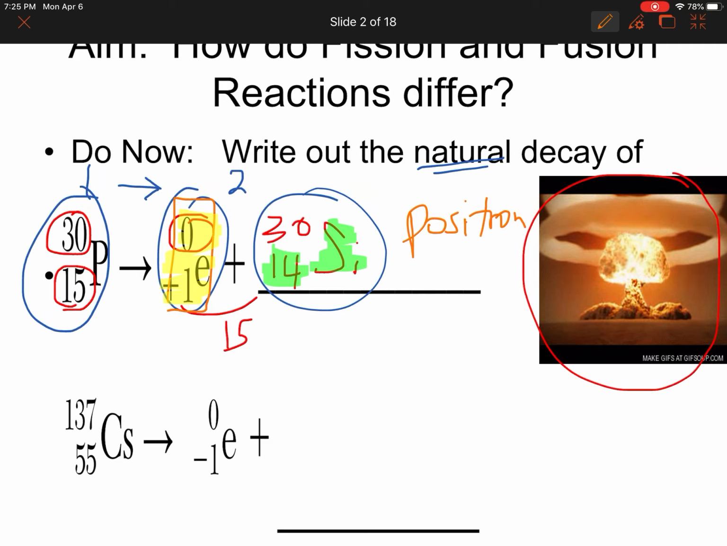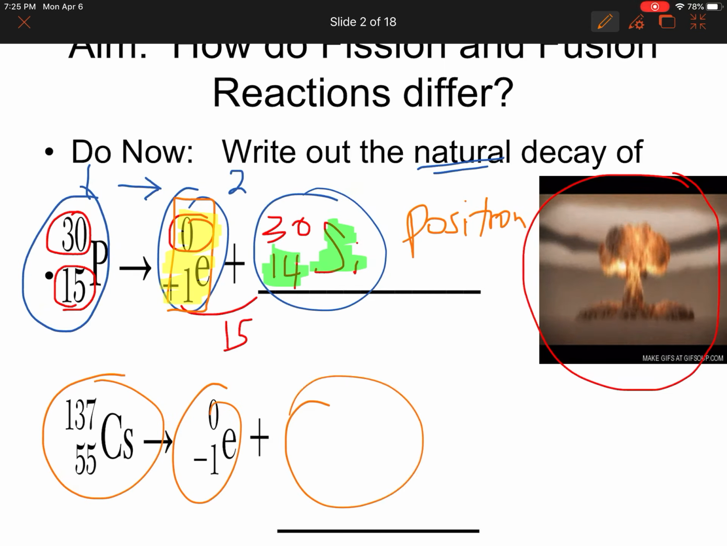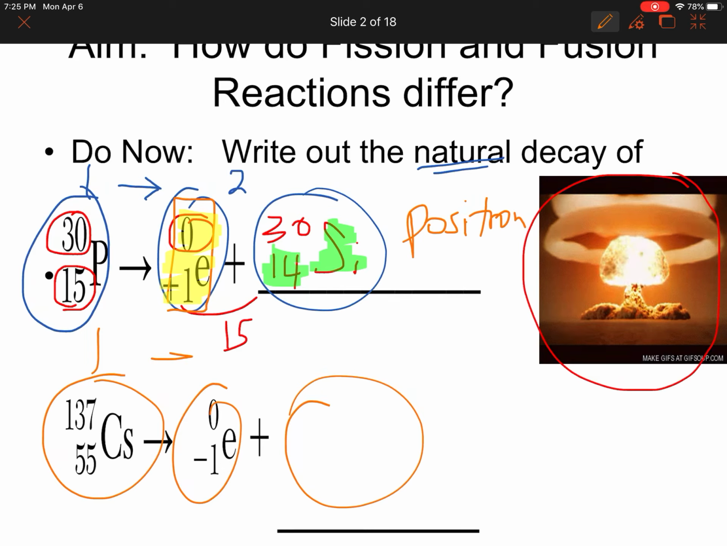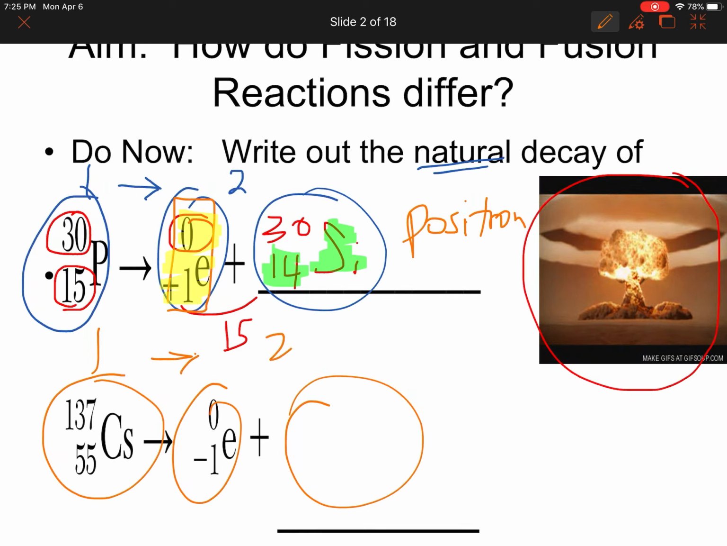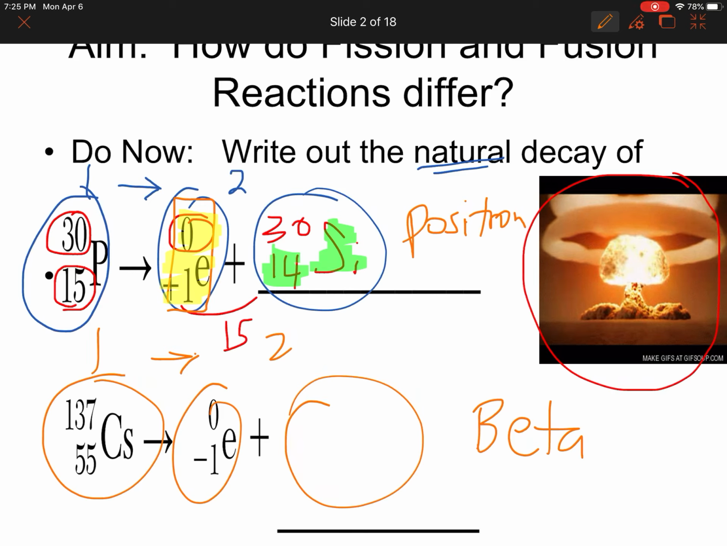Here's another simple natural decay, because again, you have one element on the left and 2 particles on the right. 1 on the left, 2 on the right. Again, it's natural. Let's go over what type. Well, it says 0, negative 1e, according to table O. That is a beta decay. All right, so let's balance this out, guys.